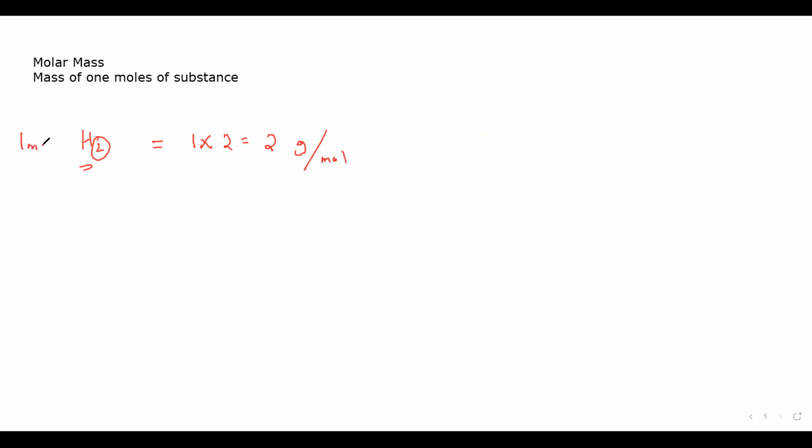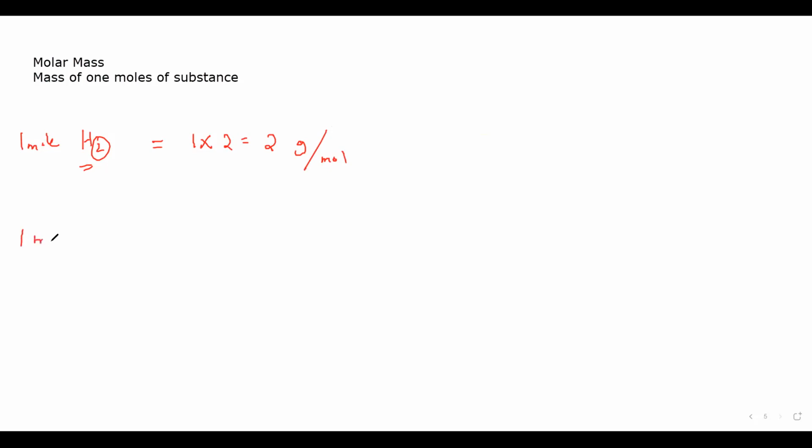Then what is molar mass? Molar mass is the mass of 1 mole of a substance. Example, hydrogen, which is H2. What is the molar mass of hydrogen? The relative atomic mass of hydrogen is 1, and we multiply by how many hydrogens are there, 2. So 1 multiplied by 2 will be 2, and the unit will be gram per mole. If we have 1 mole of hydrogen, it will have 2 grams for each mole.